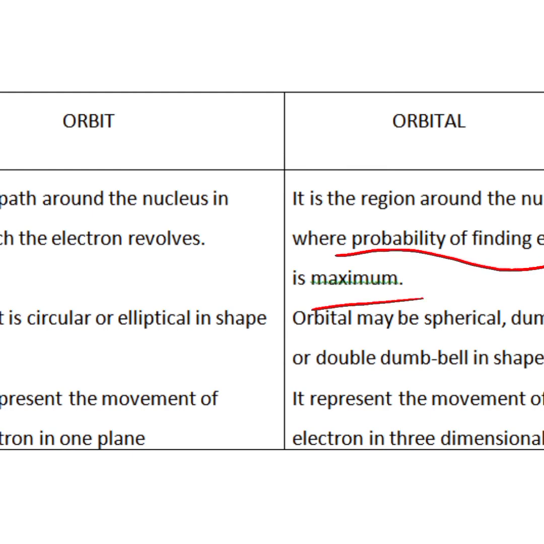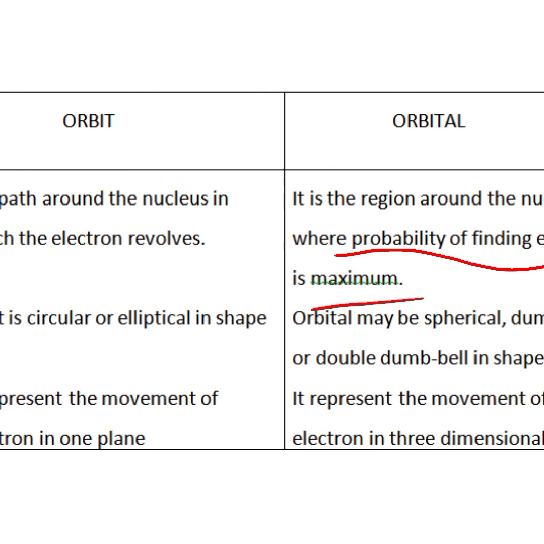But in the case of orbital, it is the region around the nucleus where the probability of finding the electron is maximum. Actually, we cannot predict the exact position and momentum of an electron. Which principle is this, children? It is Heisenberg's uncertainty principle. So based on that, we cannot find the exact position of the electron. So we can say only the probability.